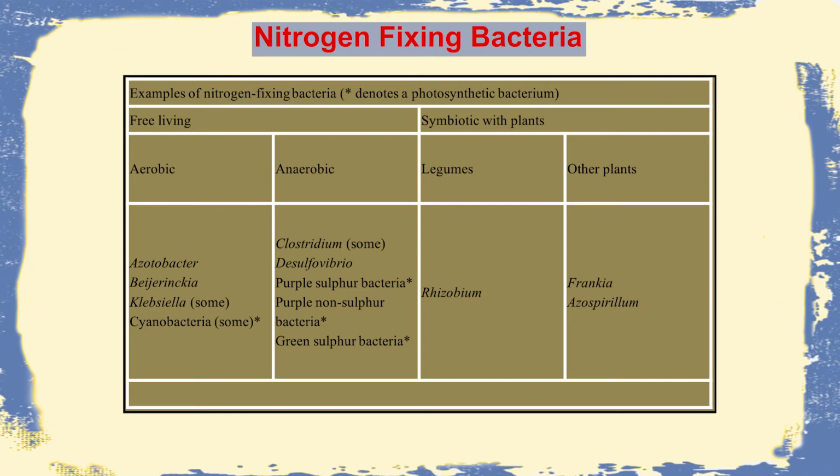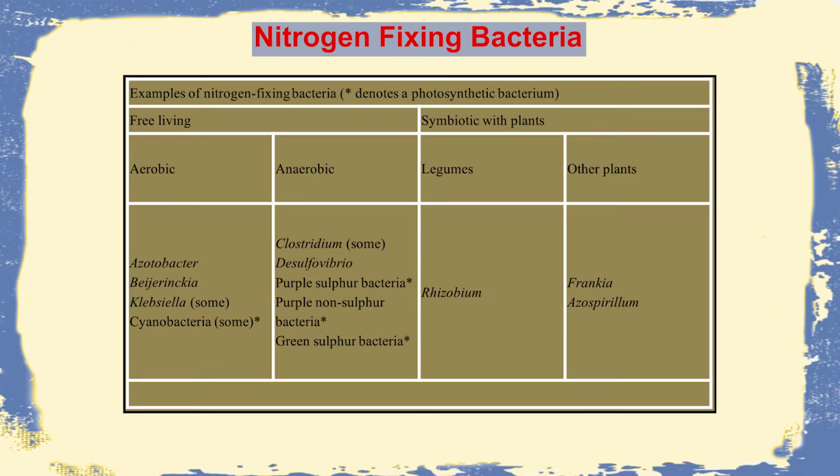The anaerobic bacteria include Clostridium, Desulfovibrio, purple sulfur bacteria, and purple non-sulfur bacteria, both of them being photosynthetic, along with green sulfur bacteria, which are also photosynthetic in nature. We also have the leguminous bacteria. This is Rhizobium, and it produces the nodule inside the root of the legume plant. And we have Frankia and Azospirillum, which are active in other plants like cereals or alder.